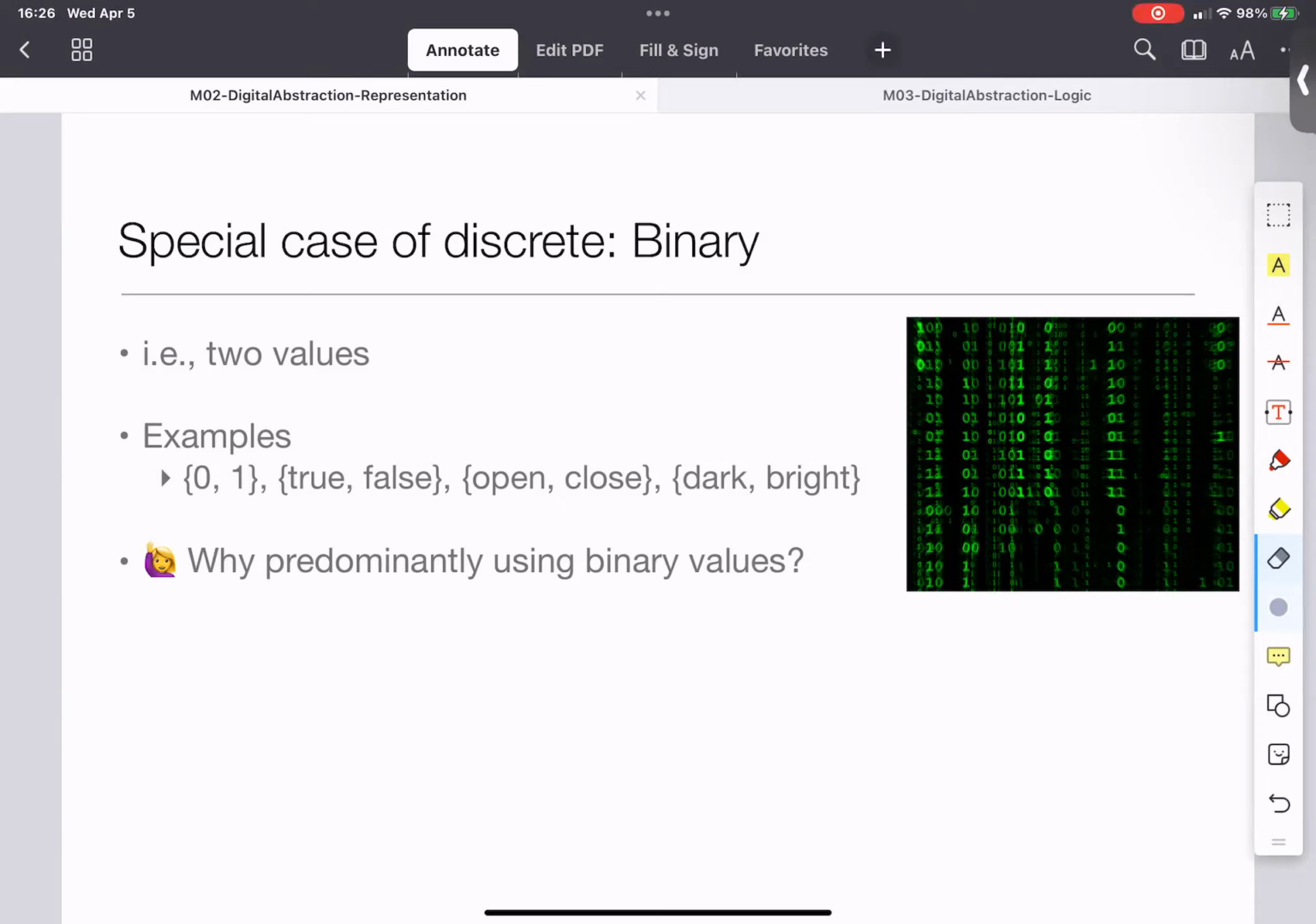Anyone? Okay. No, not 2 to the power. No, that would be too many, right? It's going in the opposite direction. So what's up?